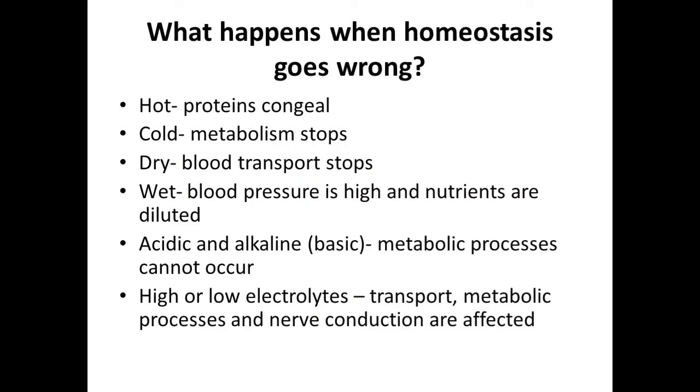Here are a few examples of what can happen when homeostasis goes wrong. For example, homeostasis maintains body temperature within a particular range, but when it's too hot or too cold, the body can't work properly.